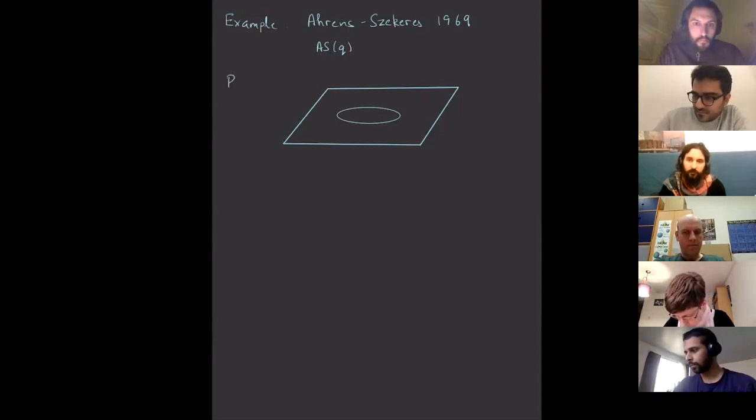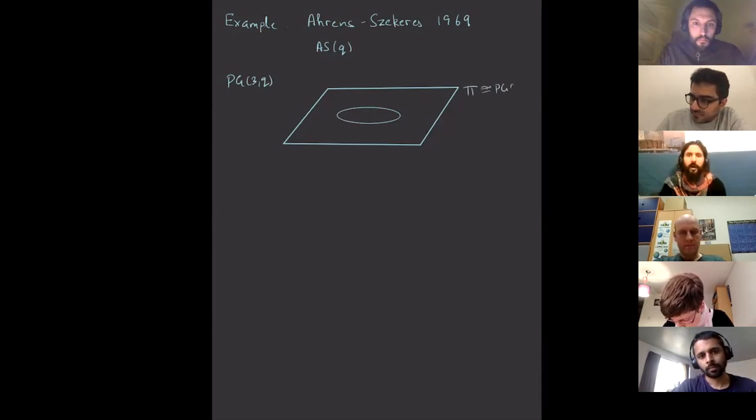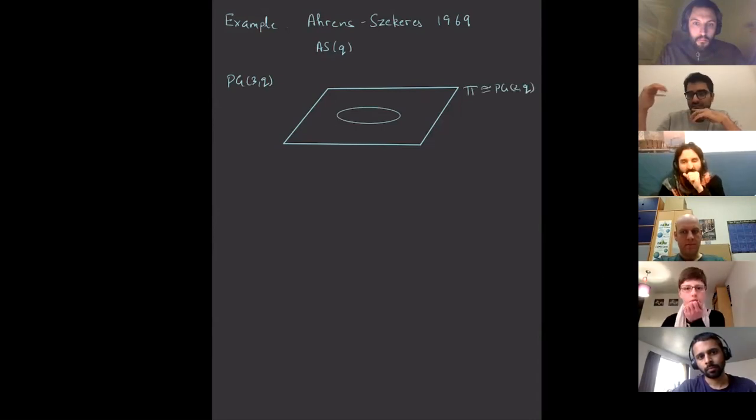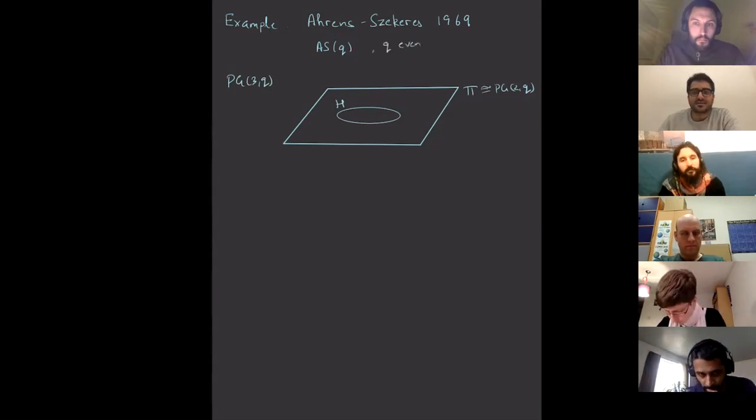Say we are in PG(3,q), 3-dimensional projective space. We take a plane pi, which is of course isomorphic to PG(2,q); take any plane in your 3-dimensional projective space. Now take a hyperoval inside this plane. So we assume q is even. As I said, hyperovals only exist for even order projective planes. So you have a hyperoval inside this plane: a set of q plus 2 points, no 3 collinear.